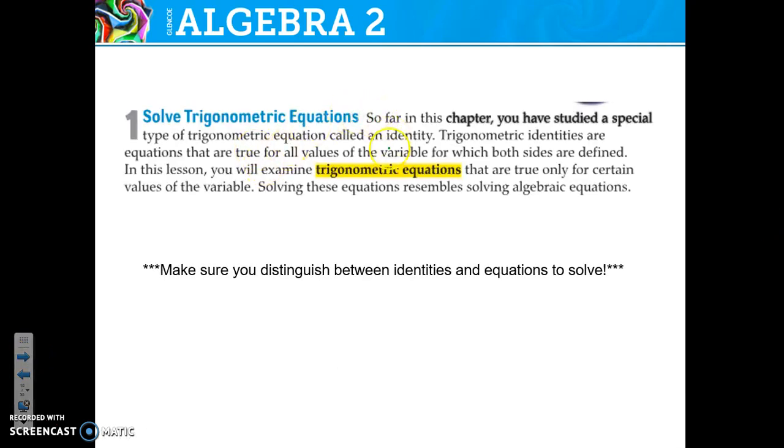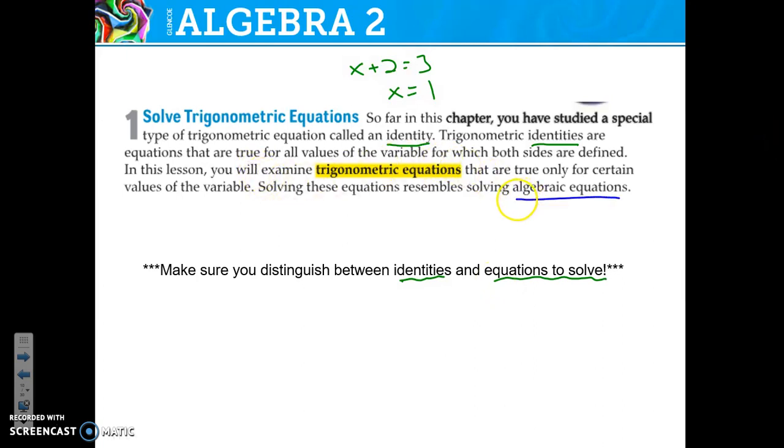So far in this chapter, we've studied identities, which are a special kind of trig equation. Remember that trig identities are true for all values of the variable in the domain. In this section, we're going to talk about solving trig equations that are not identities. They're only true for certain values of the variable, just like x plus 2 equals 3 is only true for x equals 1. It's not true for everything, right? So we're going to be looking at trig equations that are not identities, but are just equations to solve that will only have certain values of theta that make them true.